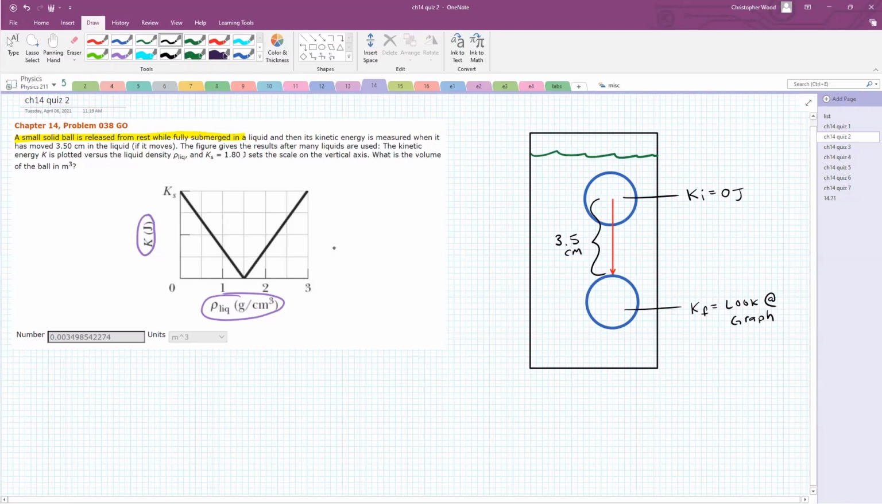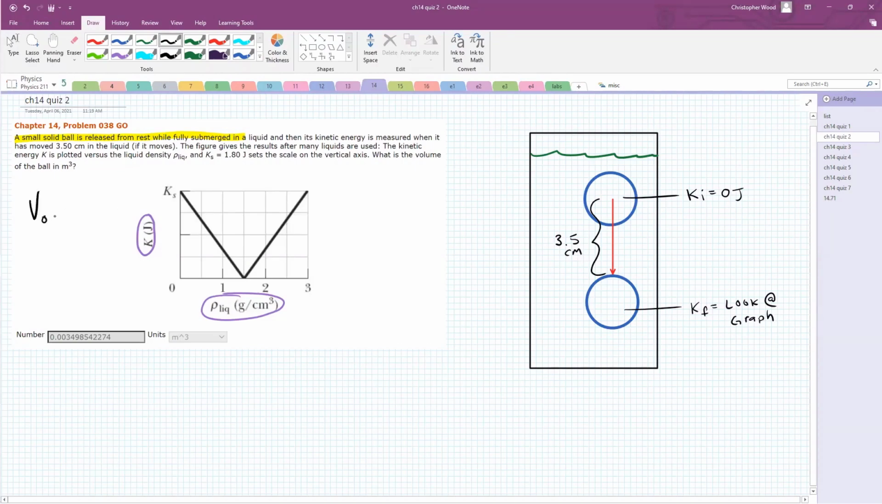And then this is where our graph comes from. So if I'm reading this question correctly, we have a graph of the kinetic energy attained by this object once it has traversed 3.5 centimeters. And now we've got to figure out the volume of the ball.